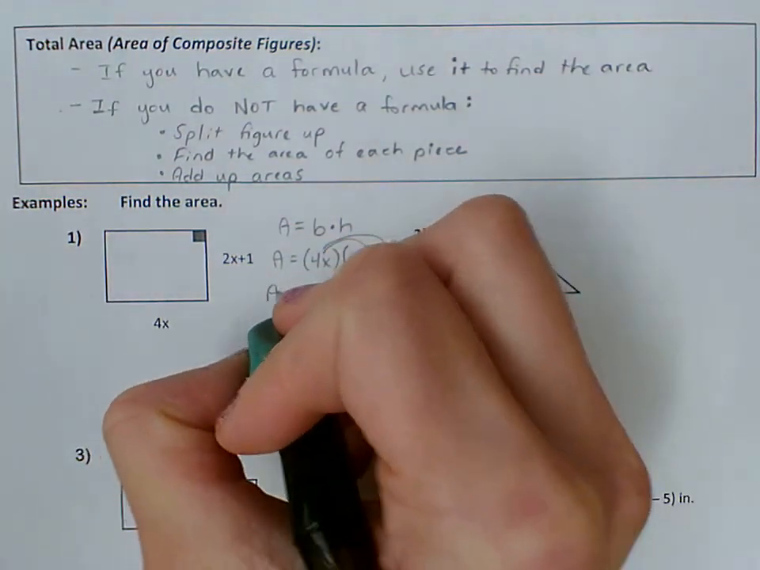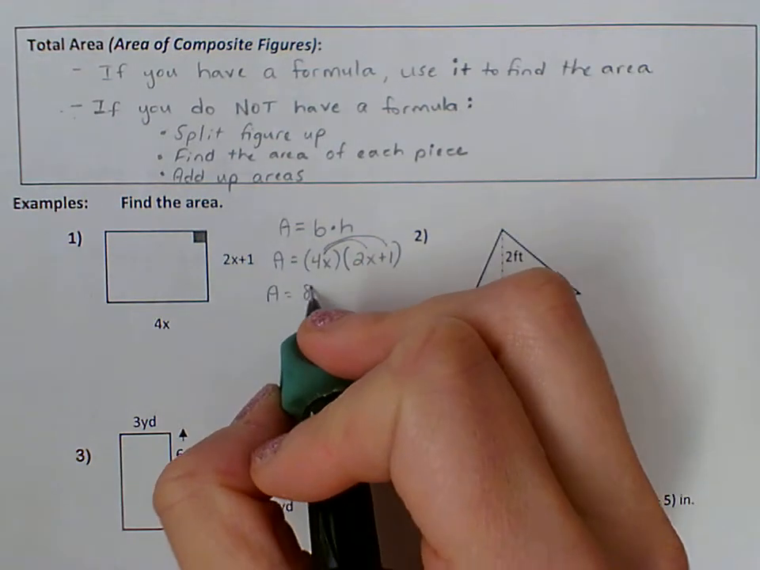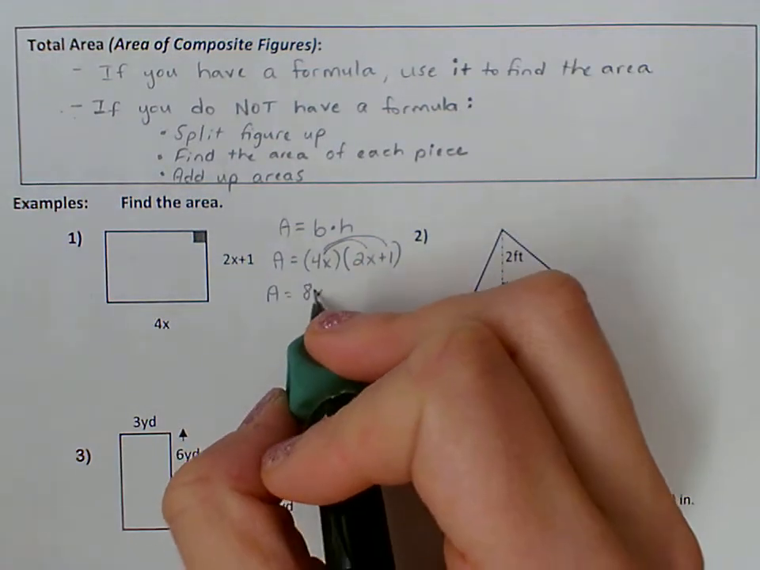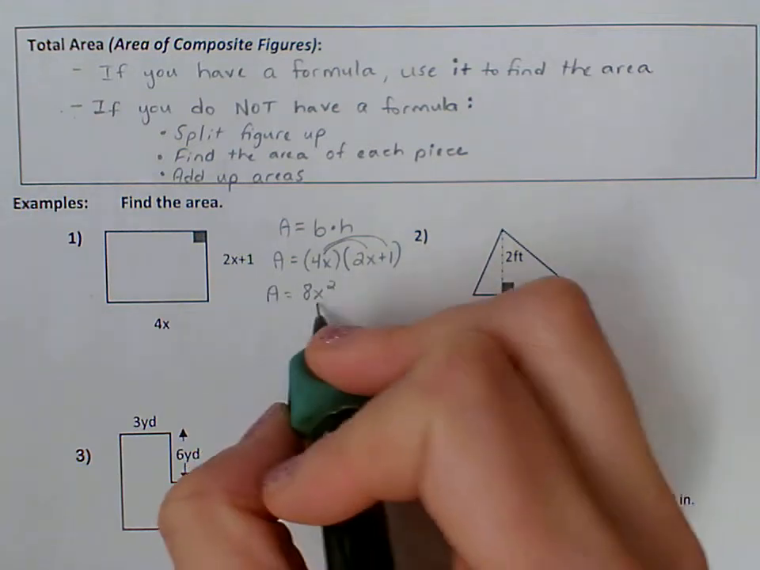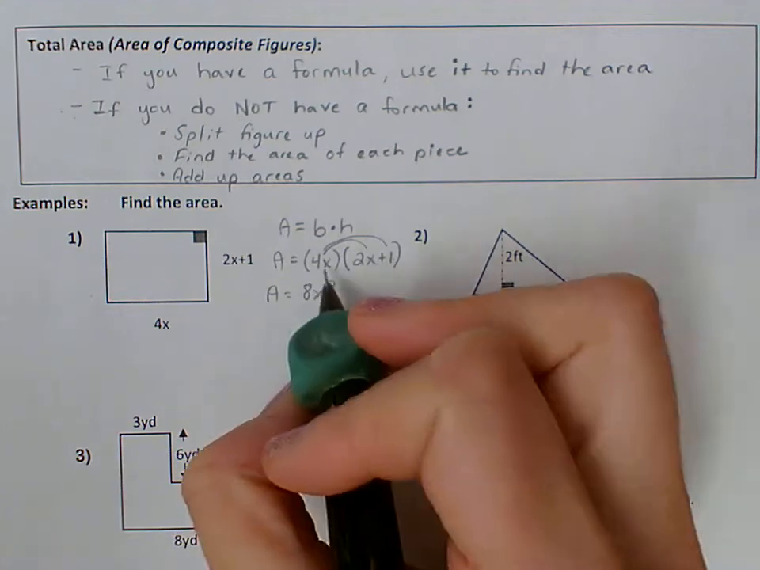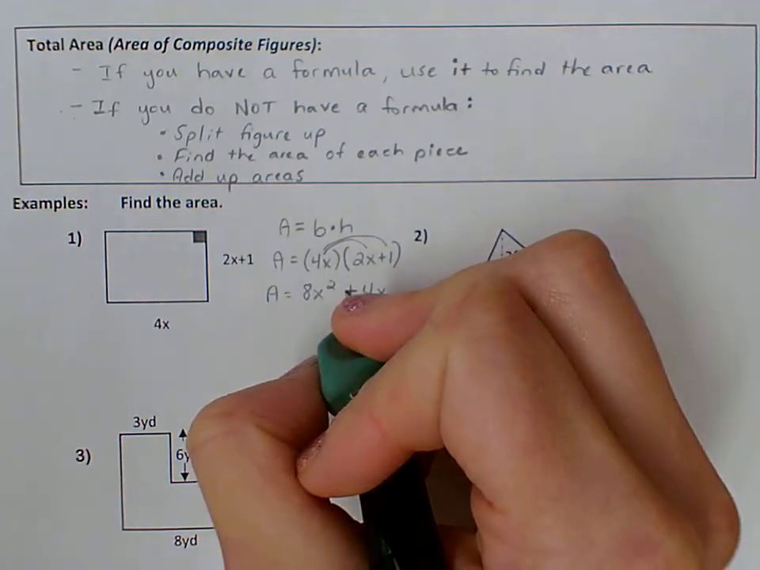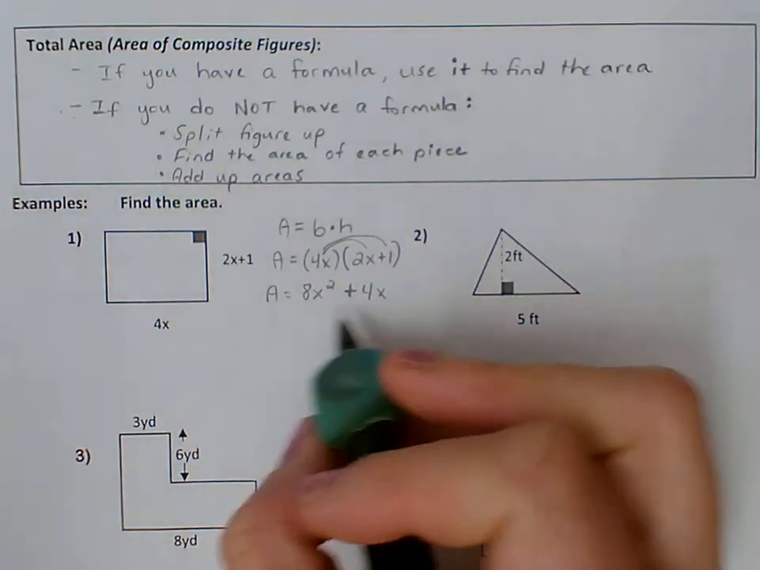So when I do that, we got 4x times 2x, so 4 times 2 is 8, and then x times x is x squared. So 4x times 2x gives me 8x squared, and then I take the 4x times the 1. So 4x times 1 just gives me positive 4x. Okay, so that would be the area.